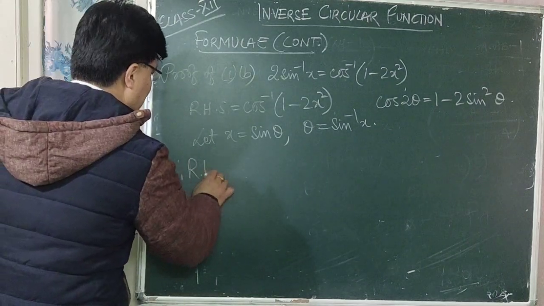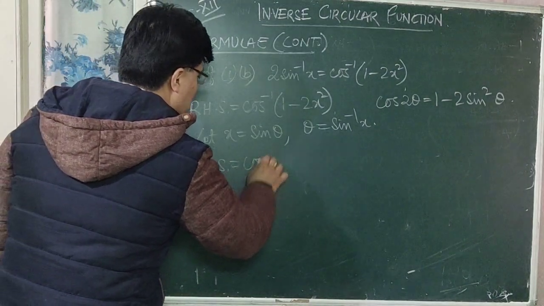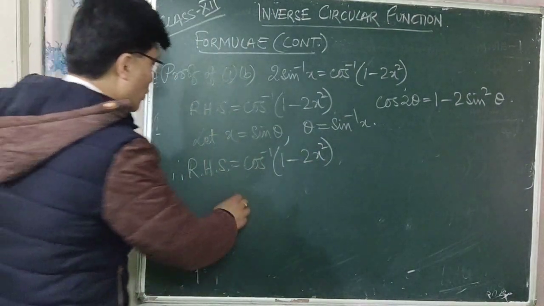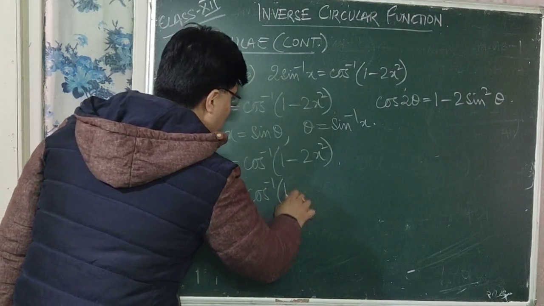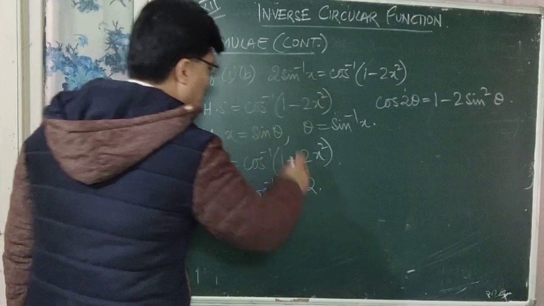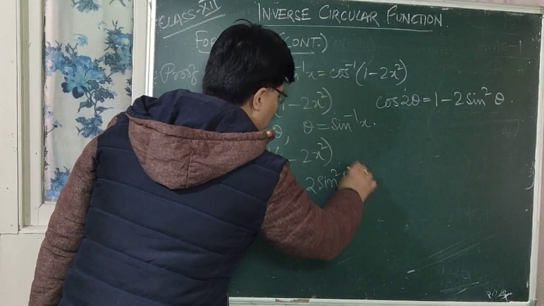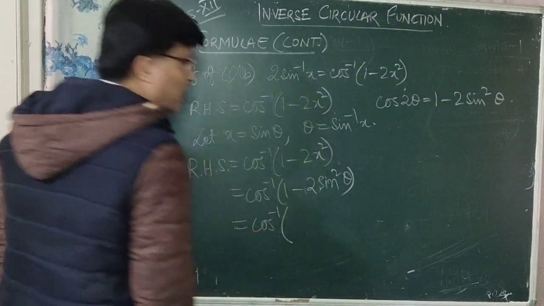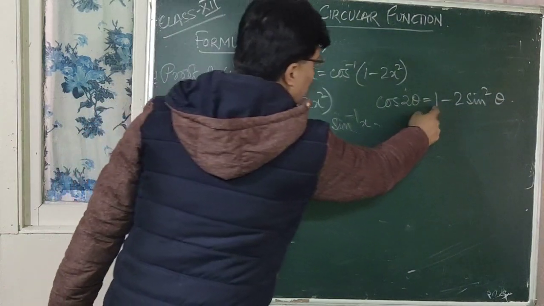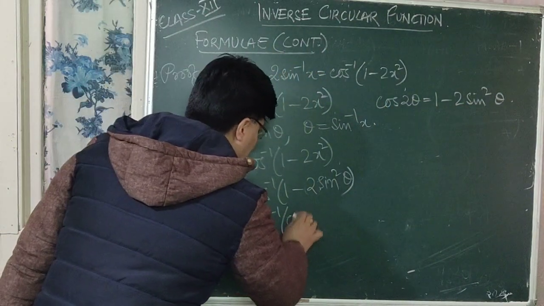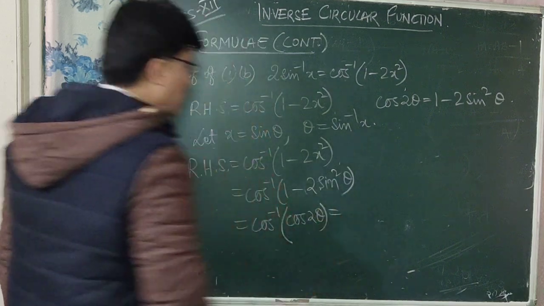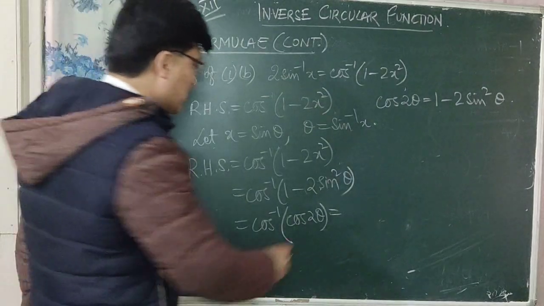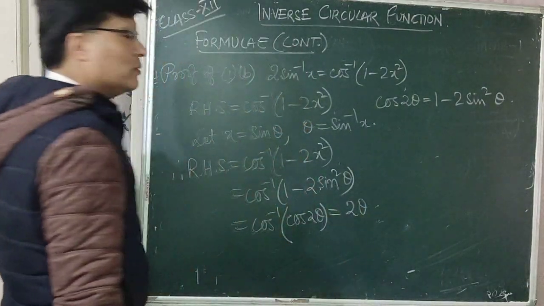So now let us put x is equal to sine theta. So what does right hand side become now? RHS is equal to cos inverse 1 minus 2x square. So which is equal to cos inverse within bracket 1 minus 2 into what is x square? It is your sine square theta. Okay? So which is equal to cos inverse within bracket 1 minus 2 sine square theta. What is the formula? It is cos 2 theta. Which is equal to, what is cos inverse cos 2 theta? That is your 2 theta, right? Cos inverse cos 2 theta is equal to 2 theta.